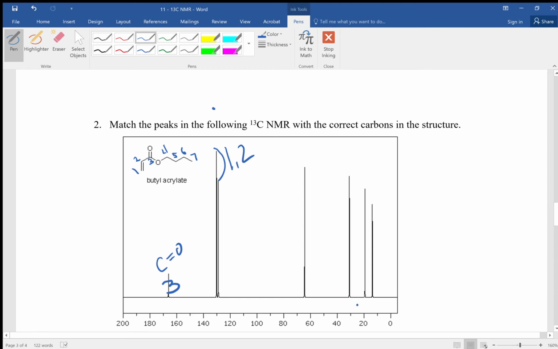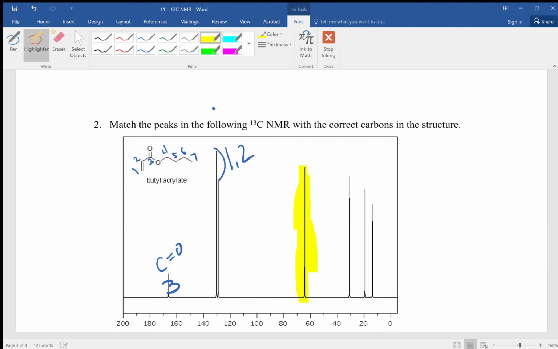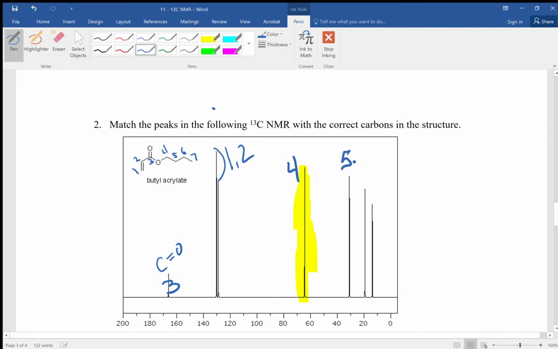We now have these last 4 peaks for carbons that are in a straight chain. Probably the easiest one to identify is this one at about 65 ppm. Being so much higher in chemical shift than the other 3, we know that that's the one that has to be next to an electronegative element, such as oxygen. And then the further away we get from that oxygen, the lower the chemical shift will be.